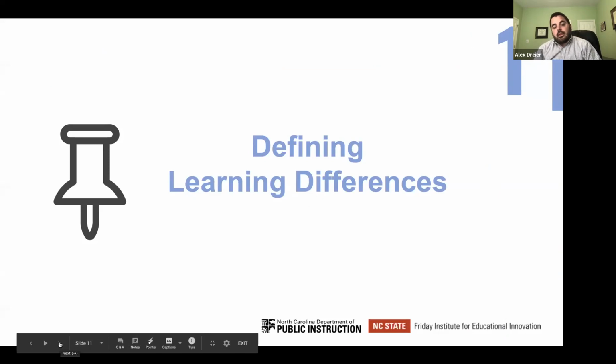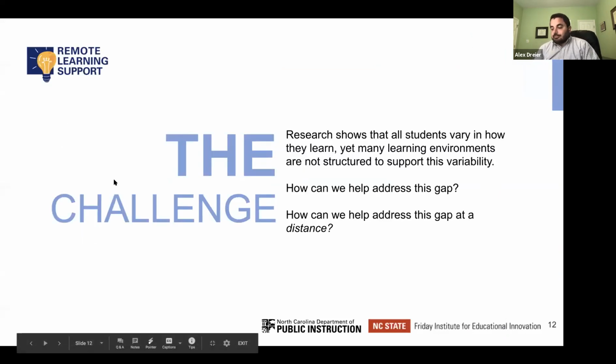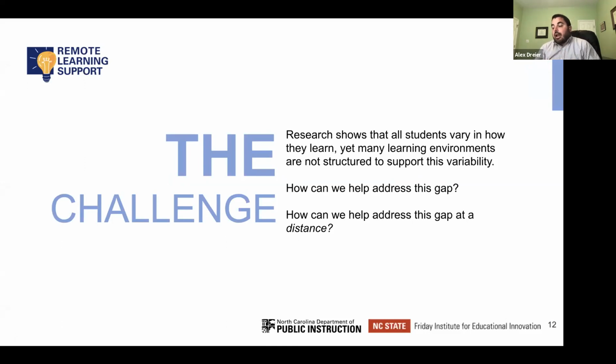But one of the things when we think about learning differences themselves is that research shows, in a variety of different ways, that all students vary to some degree in how they learn, but we don't have environments right now, by and large, that are structured to support this type of variability. So I think the big question, and something we've been tackling as a team for going on 6 years now, is how can we help educators and students figure out how to address this gap, to create learning environments that are structured to support all students.